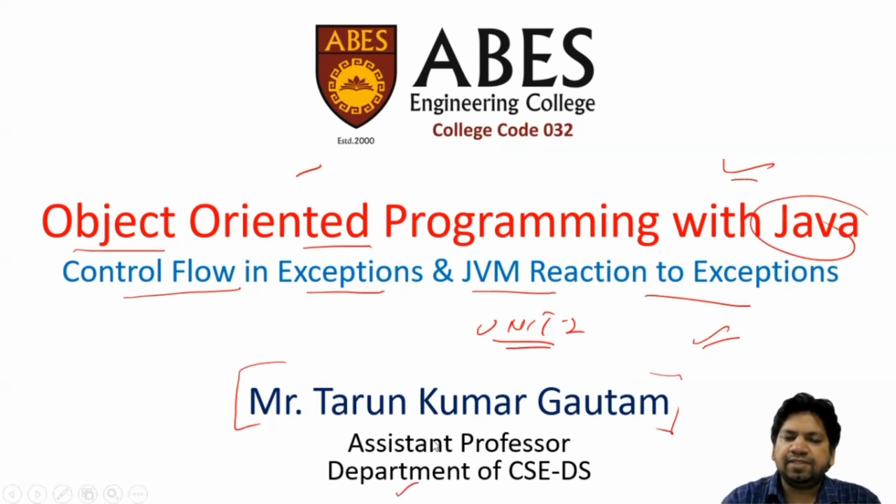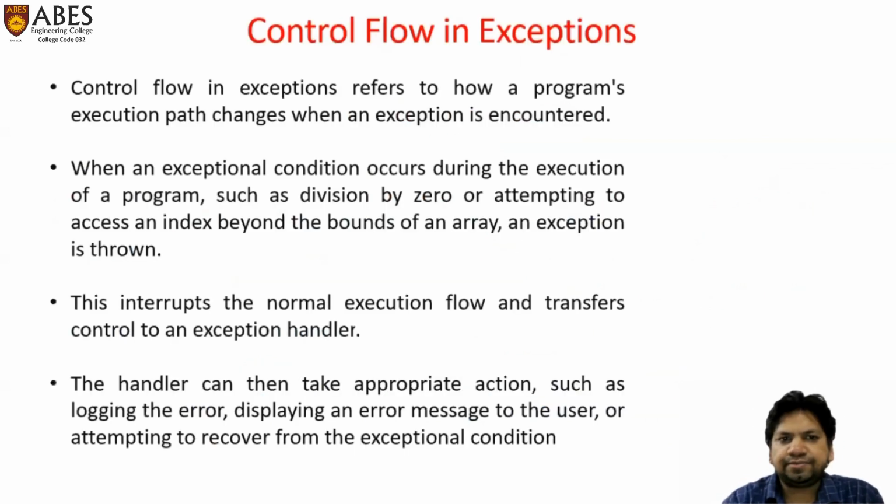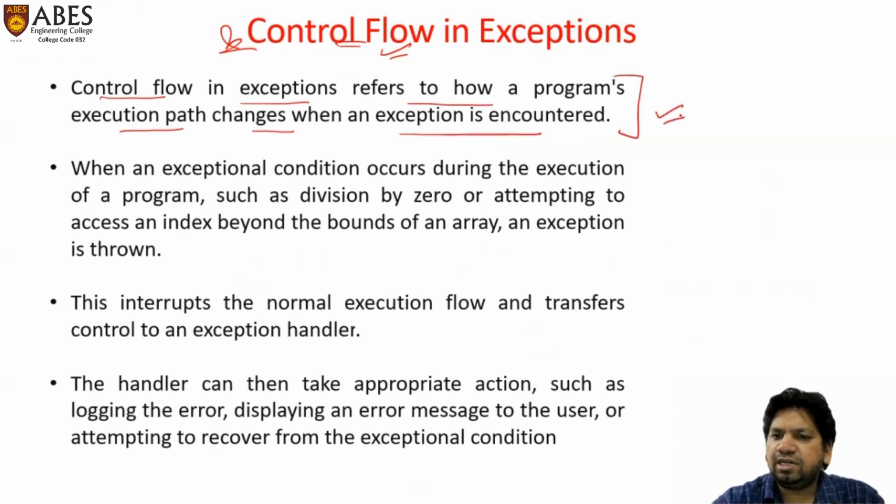We have discussed the control flow in the previous lecture of this unit 2 series. In this lecture, we will discuss control flow and exceptions and JVM reaction to exceptions. So let's start. Control flow and exceptions is an important topic. Control flow and exceptions refer to how the program execution path changes when an exception is encountered, and how the program will behave. That's why control flow for exceptions should be there.